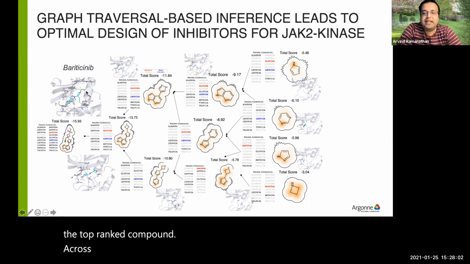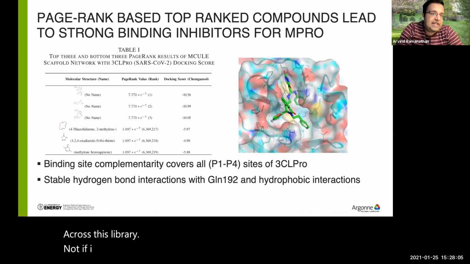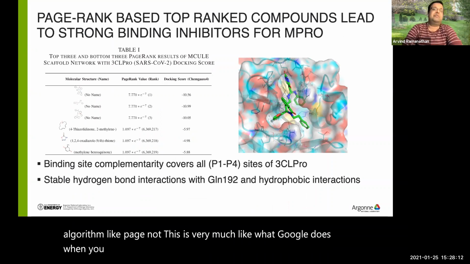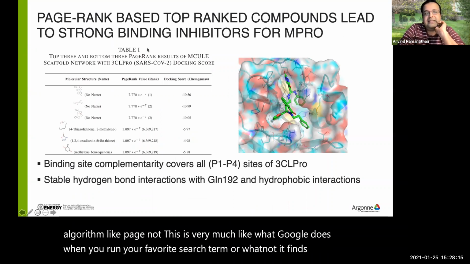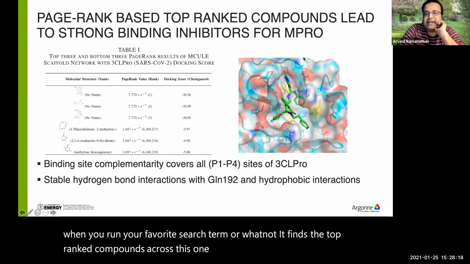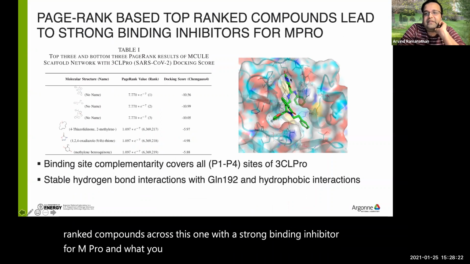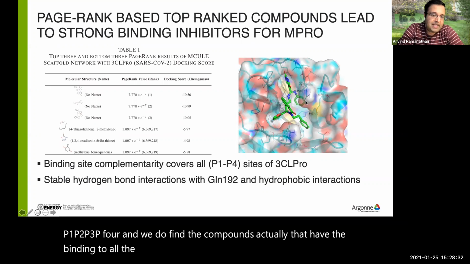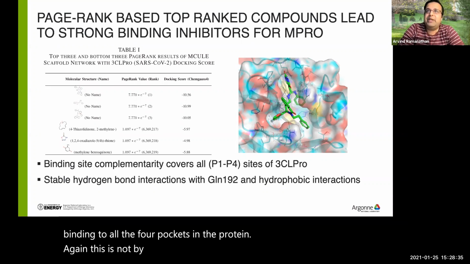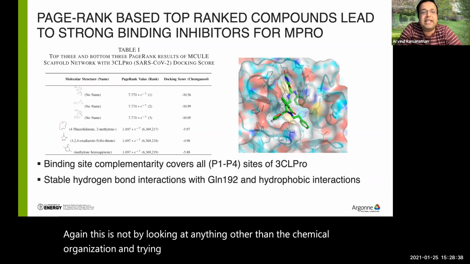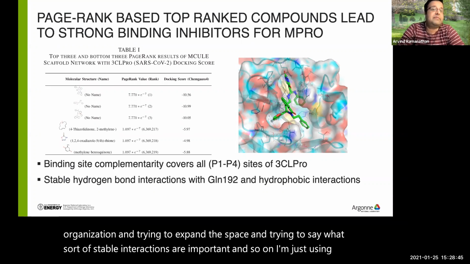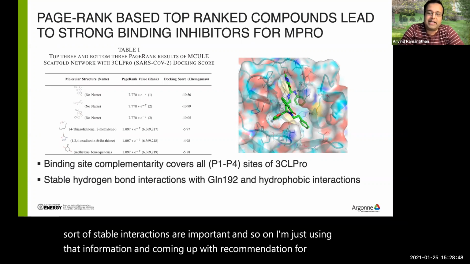Now, if I were to do this in an unsupervised fashion, I can use an algorithm like PageRank. This is very much like what Google does when you run your favorite search term or whatnot. It finds the top ranked compounds across this, one with a strong binding inhibitor for MPro. And what you see here are these 4 binding pockets, P1, P2, P3, P4. And we do find compounds that have binding to all the 4 pockets in the protein. Again, this is not by looking at anything other than the chemical organization and trying to expand the space and trying to say what sort of stable interactions are important and so on. I'm just using that information and coming up with a recommendation for compounds that have good binding energy.